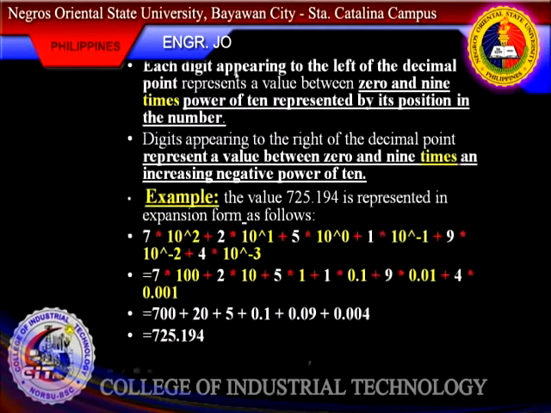Okay, each digit in decimal form appearing to the left of the decimal point represents a value between 0 and 9 times the power of 10 represented by its position in the number. Okay. Digits appearing to the right of the decimal point represent a value between 0 and 9 times an increasing negative power of 10. An example, the value 725.194 is represented in expansion form as follows.